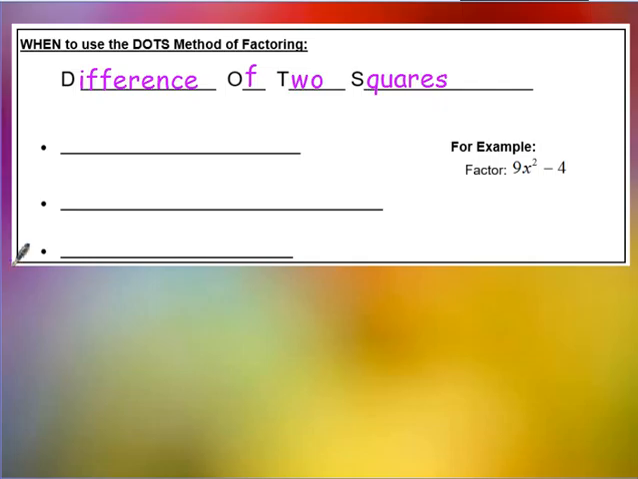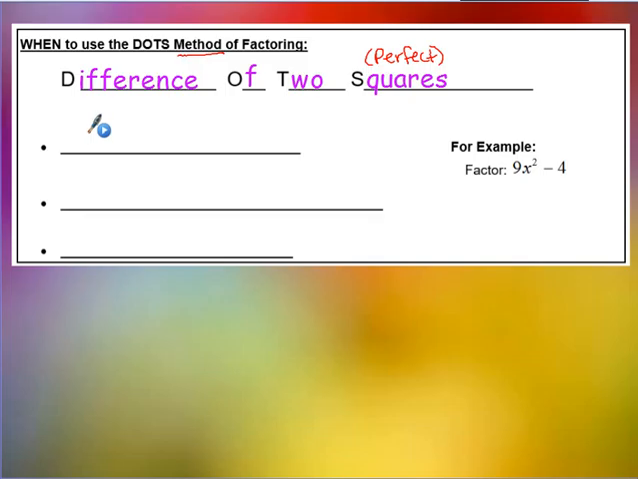The purpose of all of this review is to get to our next factoring method. The next method of factoring is called DOTS. It stands for the difference of two squares. So when we say squares, I really mean perfect squares. So the difference of two perfect squares, except it doesn't quite fit in the acronym DOTS.